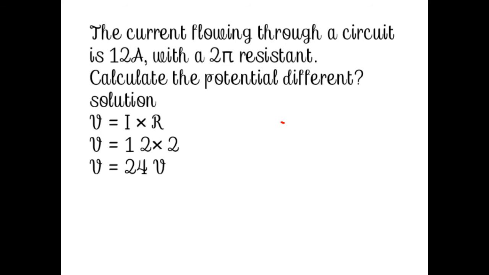We have this simple question. The current flowing through a circuit is 12 ampere with a resistance of 2 ohms. Calculate the potential difference. So the formula is V, which is potential difference or voltage, is equal to I, which is current, times R, which is resistance. What is our current? Our current is 12. What is our resistance? Our resistance is 2. 2 times 12 will give us 24. So we have found our voltage.